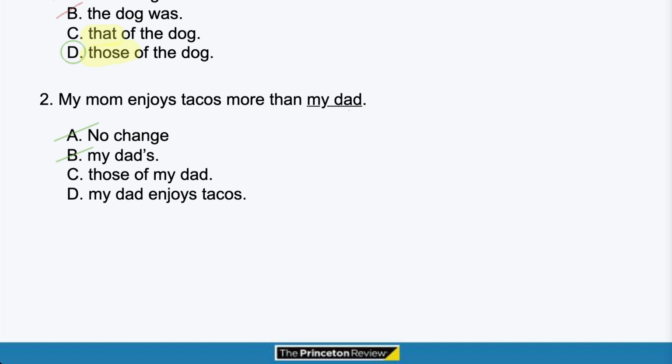And C pretty much means the same thing as B, those of my dad. But we don't know those of my dad, the tacos of my dad. We're not sure. And then D, finally, is the longest one. It's clunkiest, but it is the only one that gives us a clear, not ambiguous explanation. My mom enjoys tacos more than my dad enjoys tacos.